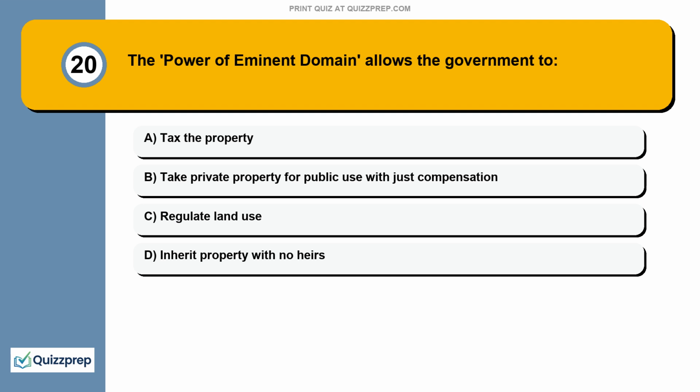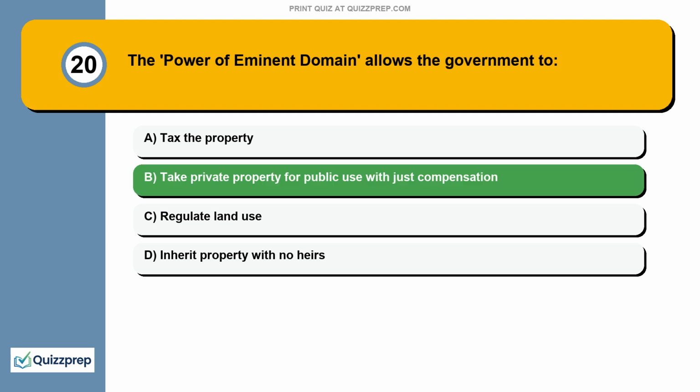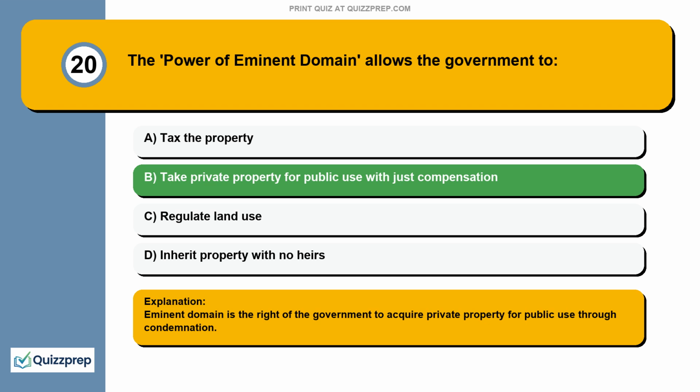Question 20. The power of eminent domain allows the government to tax the property, take private property for public use with just compensation, regulate land use, inherit property with no heirs. Eminent domain is the right of the government to acquire private property for public use through condemnation.